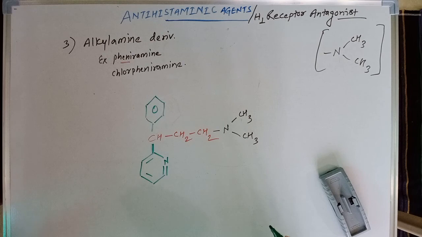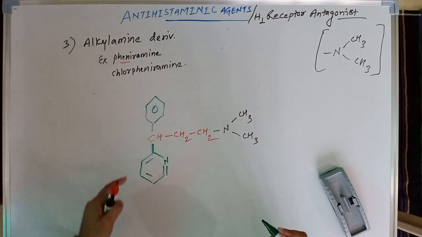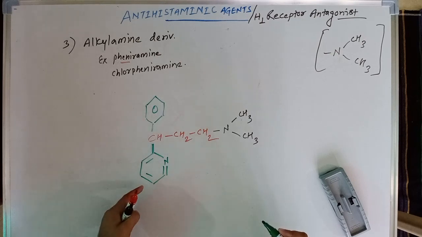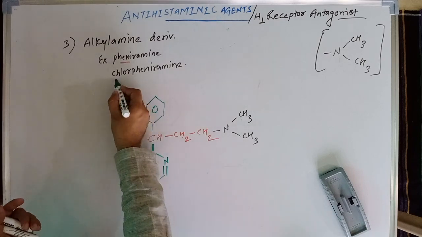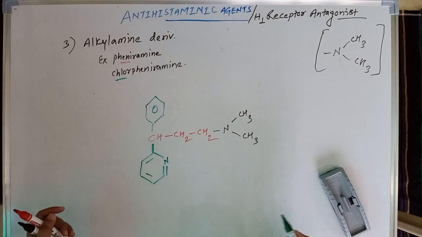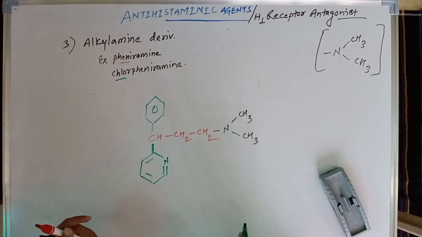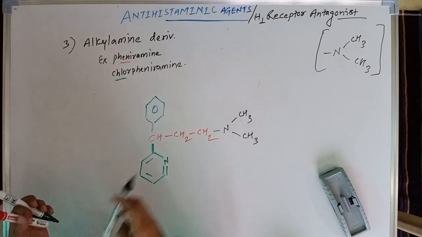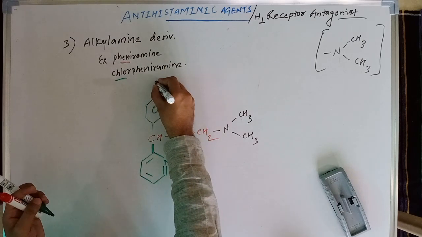So this is your pheniramine. Pheniramine means phenyl and pyridyl. This is your phenyl ring and this is your pyridyl ring. Now the second example of this class is chlorpheniramine. Chlorpheniramine has only a chlorine moiety, and the chlorine moiety is usually present over here at the 4th position.